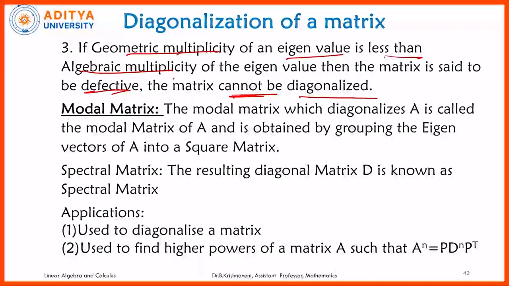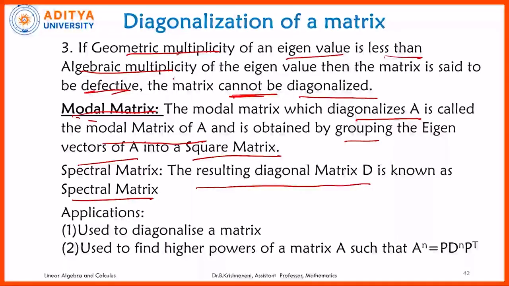Now, in order to find a diagonal matrix, we need the model matrix P. The model matrix which diagonalizes A is called the model matrix of A. To obtain it, we group the eigenvectors of A into a square matrix. That we call the model matrix. The resultant diagonal matrix D is known as the spectral matrix. This is the model matrix by which we can make the matrix A into a diagonal matrix, and it is obtained by grouping the eigenvectors of A into a square matrix.